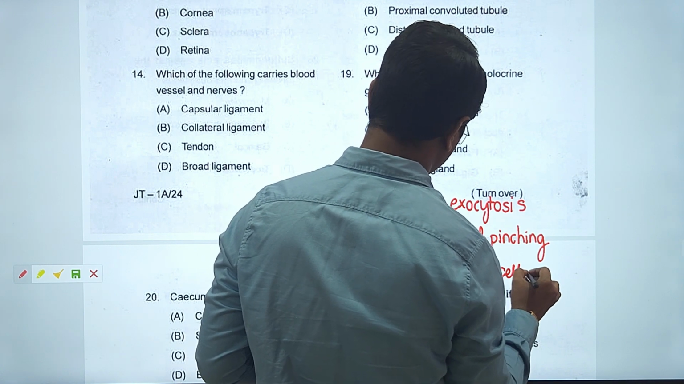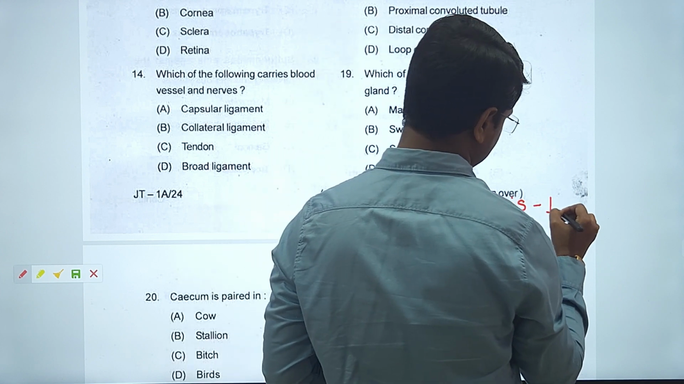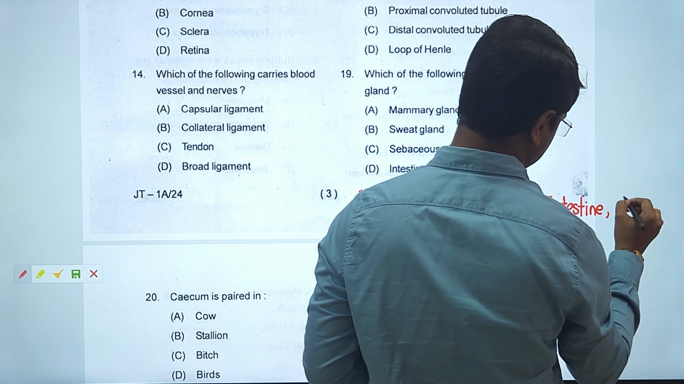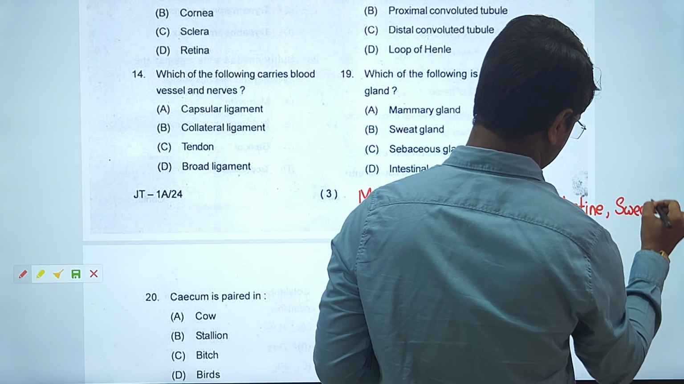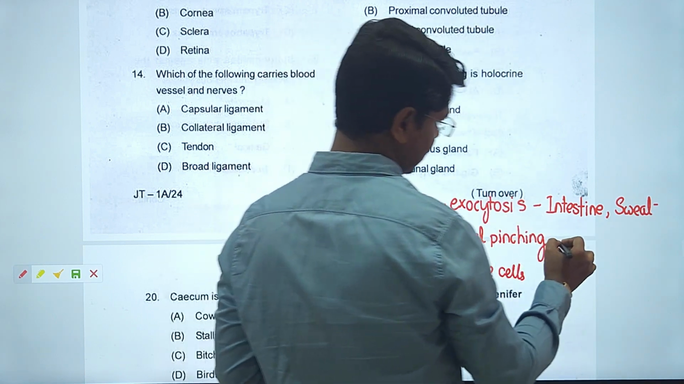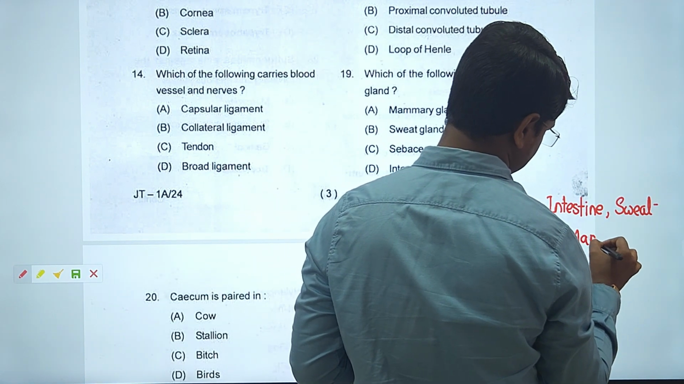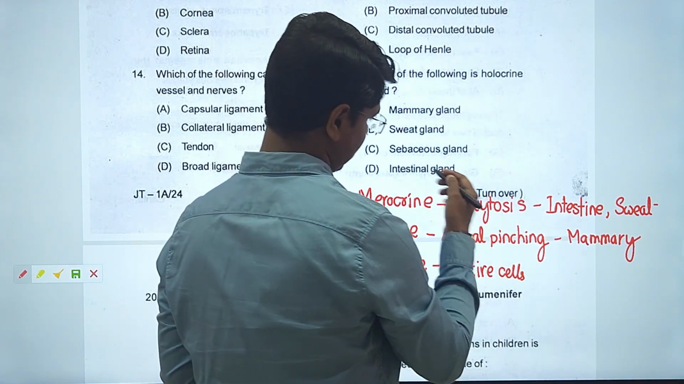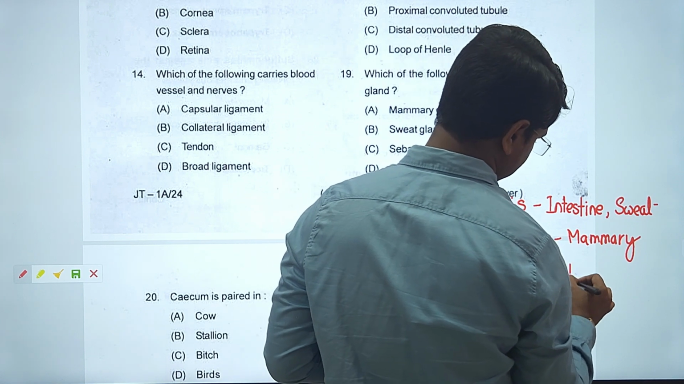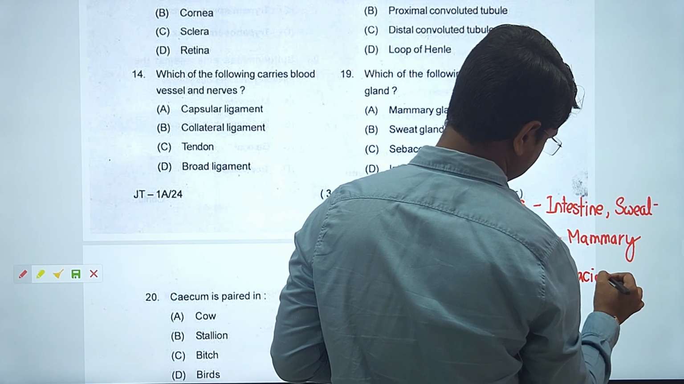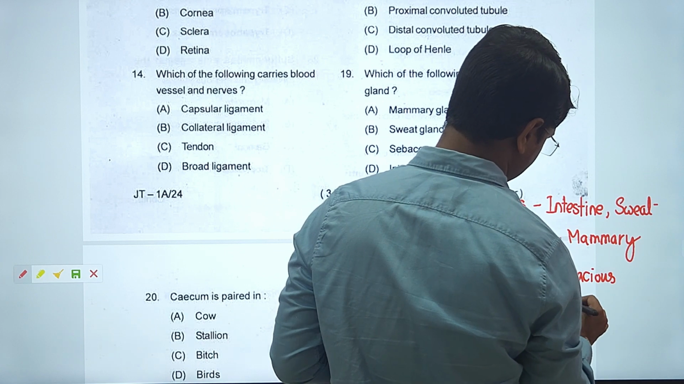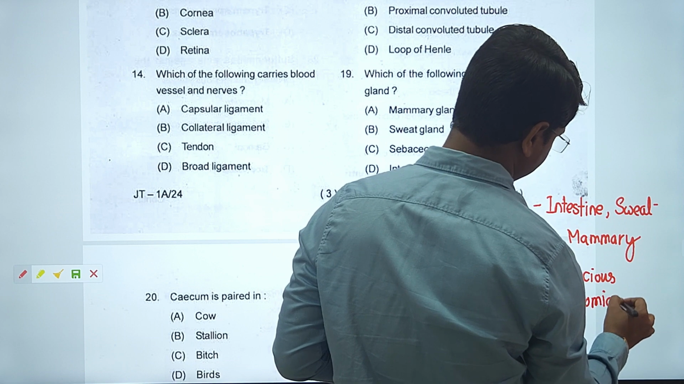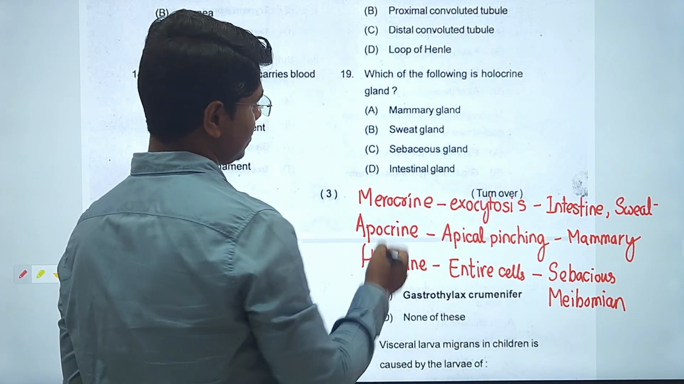The examples of merocrine are the intestinal glands and sweat gland. For apocrine, the best example is the mammary gland. For holocrine, here are the oil glands: the sebaceous and meibomian in the eye. The meibomian gland is present in the eye, basically an oil gland. The answer is sebaceous gland.